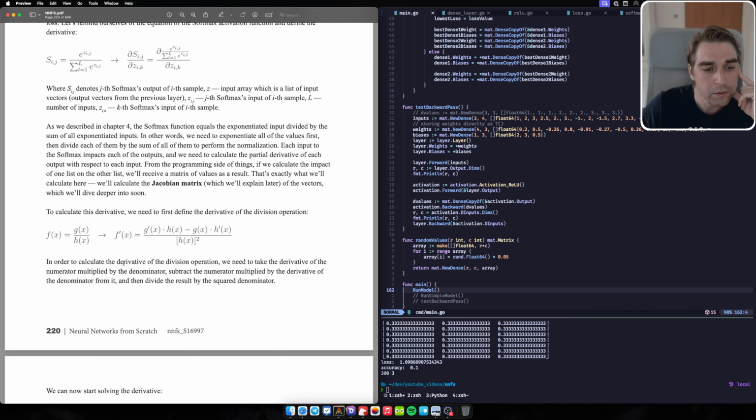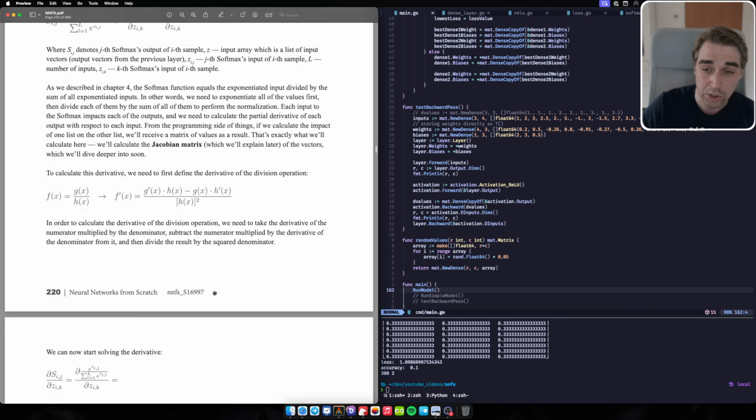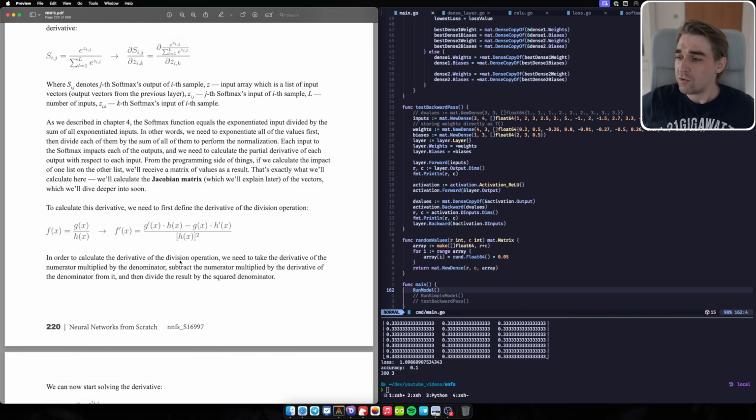In order to calculate the derivative of the division operation, we need to take the derivative of the numerator, multiplied by the denominator, subtract the numerator multiplied by the derivative of the denominator from it, and then divide the result by the squared denominator.